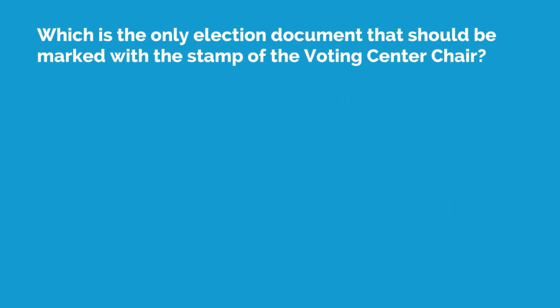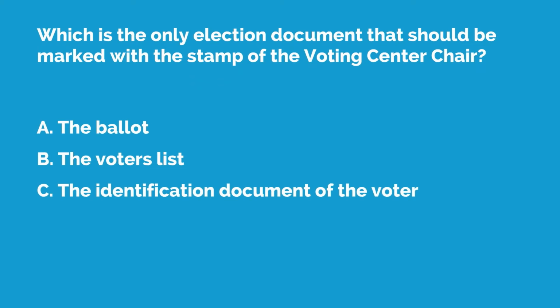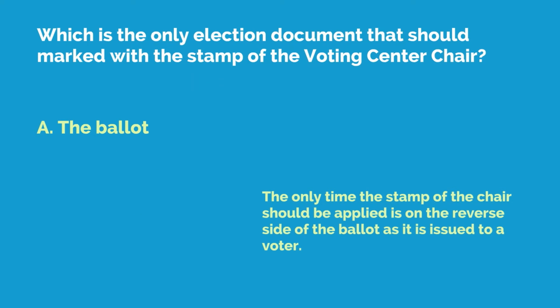Which is the only election document which should be marked with the stamp of the voting center chair? A, the ballot, B, the voter's list, C, the identification document of the voter, or D, the record of closing? The correct answer is A. The only time a stamp of the chair should be applied is on the reverse side of the ballot as it is issued to a voter.